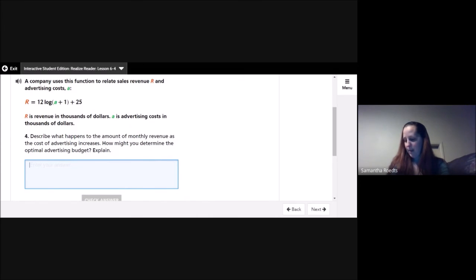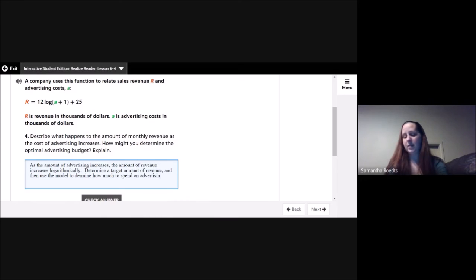So as the amount of advertising increases, the amount of revenue increases logarithmically. So to determine a target amount of revenue, if I were to determine a target amount of revenue, and then I use the model to determine how much to spend on advertising to reach that target.